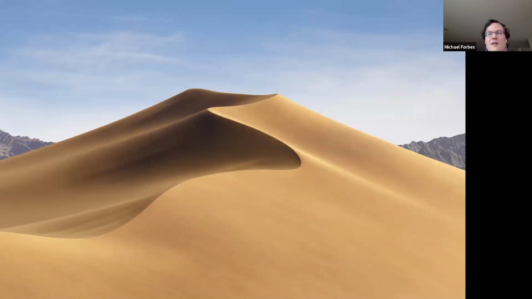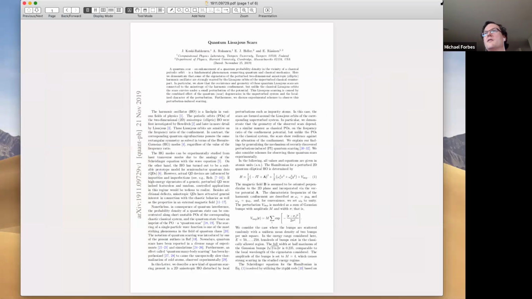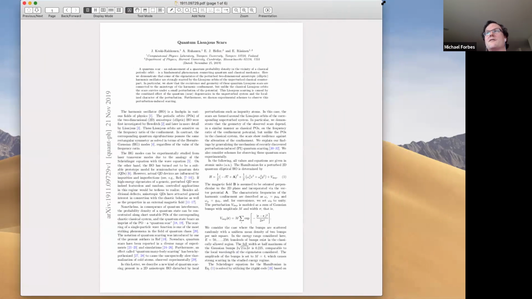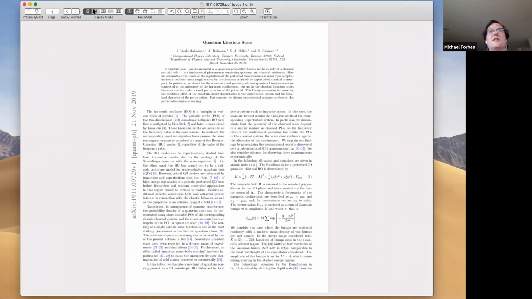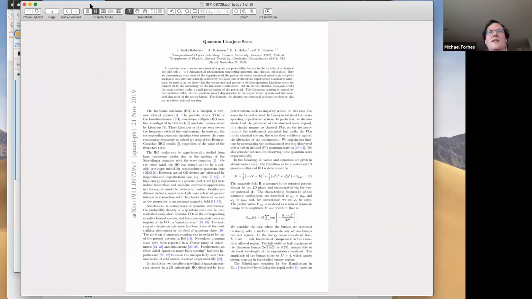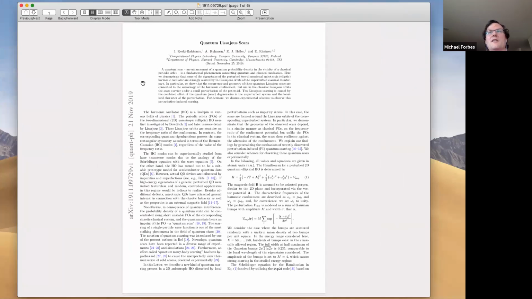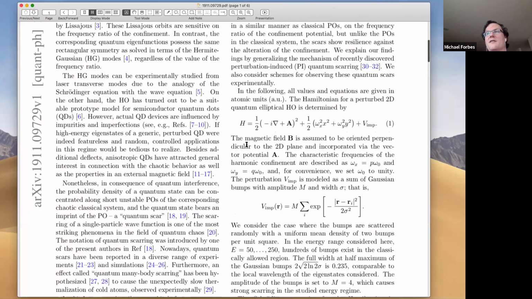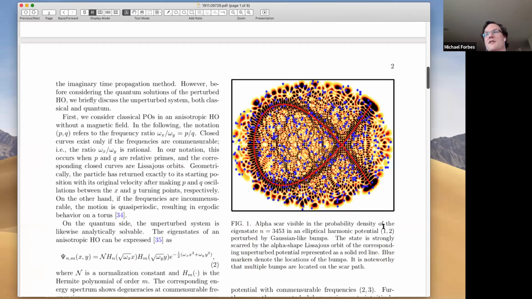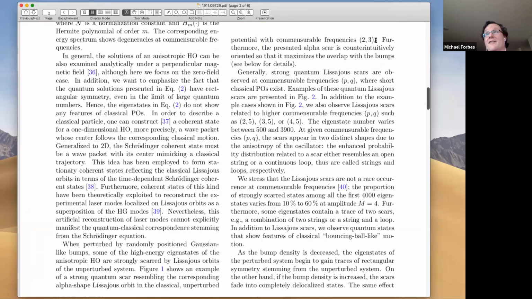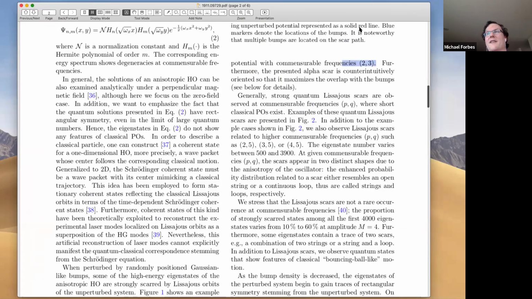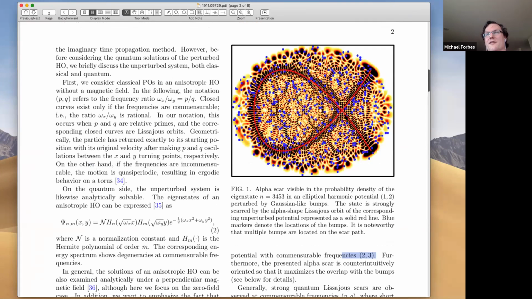There we go. Okay, and here's the Lisa Juskar paper. Probably should get the published version, because this version has errors. Like they say this is the elliptic potential 1,2, but it's actually 2,3. They say it in the text here. And this alpha is actually a pattern from 2,3. So I had some issues with that to begin with.